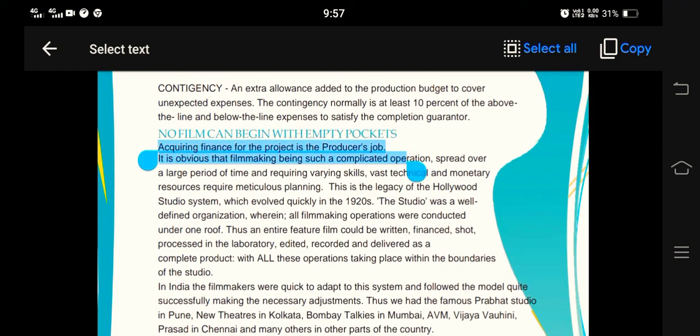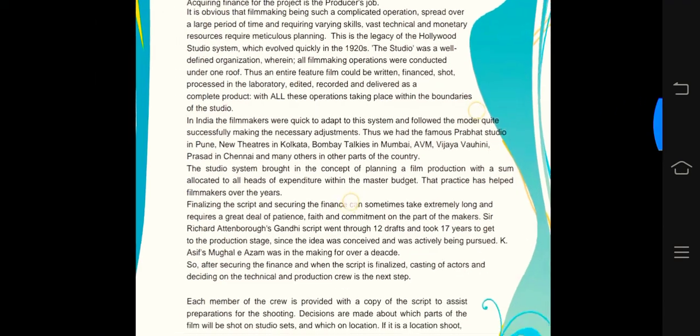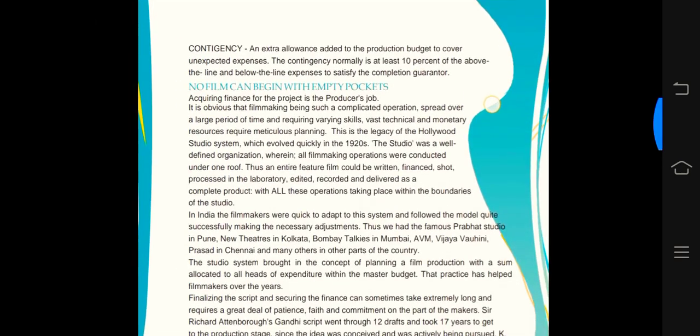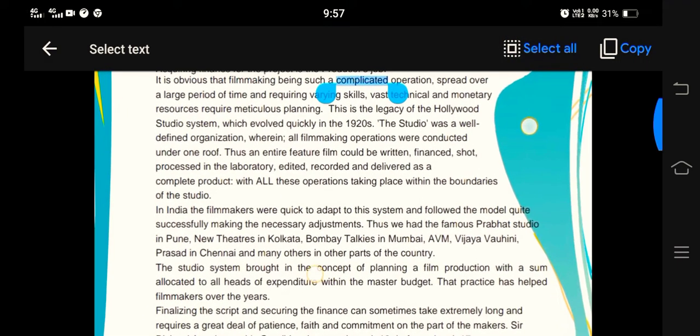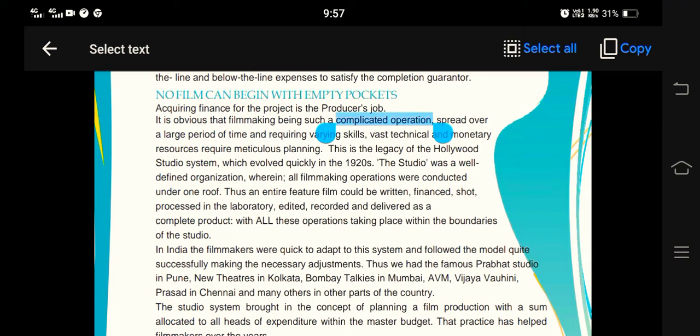Filmmaking is such an appropriate operation spread over a large period. So basically, we have to focus on this whole paragraph. We have to just focus on the fact that acquiring finance is a producer's job, and filmmaking is a complicated process. For sure, filmmaking is a complicated operation, and it requires skill, vast technical and other monetary resources. So these are the requirements of a film.